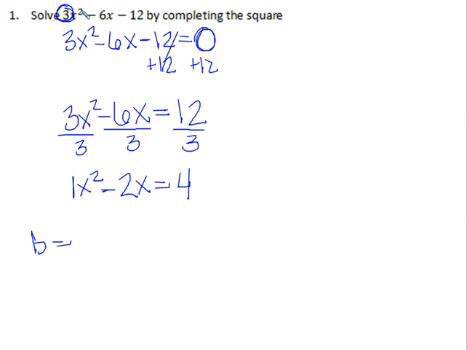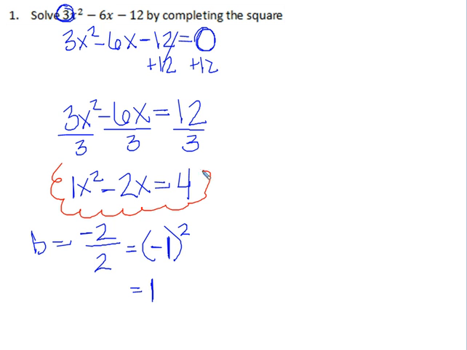Now we have to take a look at this one. Before, our b value was negative 6, but notice how in this process our equation is changing just a little bit. Our new b value is negative 2, so that's what we should be focusing on right now. We want to find half of it, so if we divide it by 2, we get negative 1. Now, we still have to square this value. So negative 1 squared is 1. Okay, so this is my new equation that I'm focusing on, because I'm changing the one that we started with.